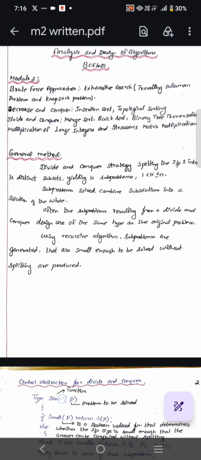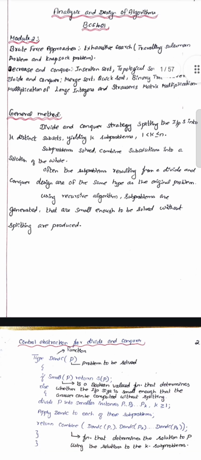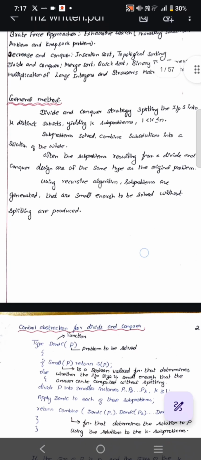Multiplications of large integers and Strassen's matrix multiplication. General method.